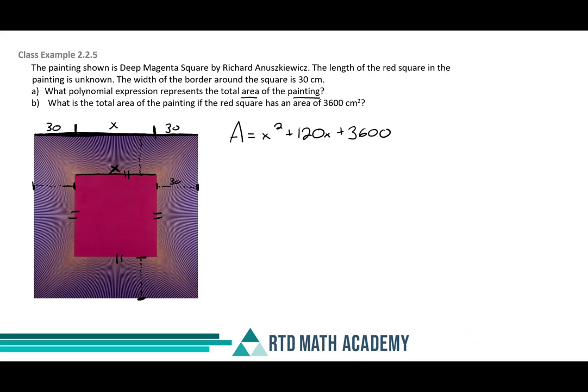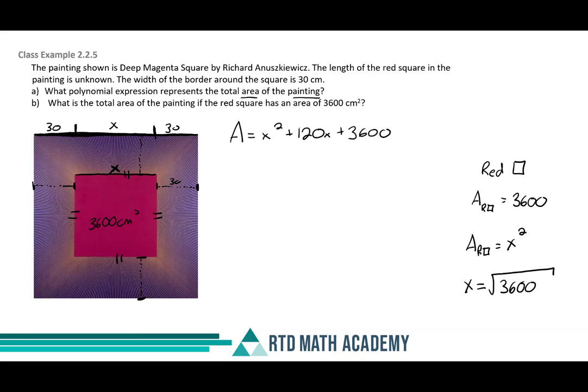Okay. Question B says, what is the total area of the painting if the red square has an area of 3,600 centimeters squared? So let's just take a look at that for a second. We know that the area of that red square is going to equal 3,600. We also know that the area of a red square in this particular case is going to equal x times x, which is x squared, which actually means we must know that the side length x is going to equal the square root of 3,600.